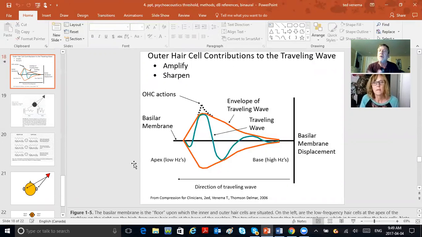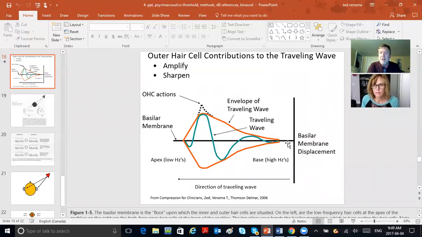This is showing you a traveling wave in a cochlea. Okay, a low pitch tone. Let me highlight this for you. This is the basilar membrane. Can you see that horizontal line? That's the floor upon which all your hair cells are standing.